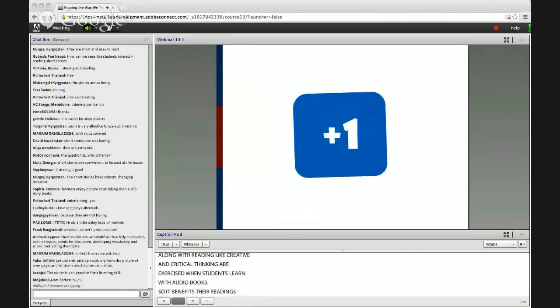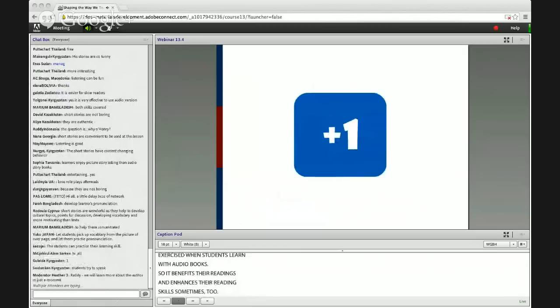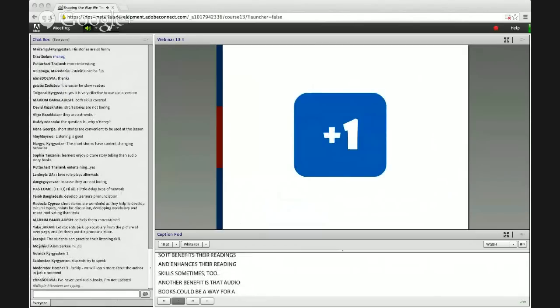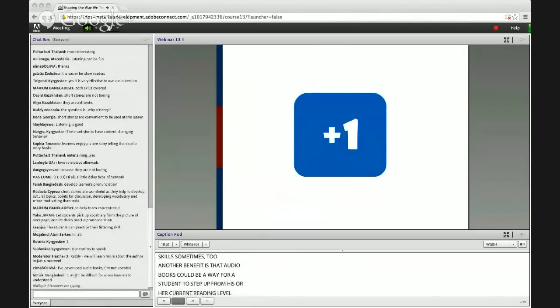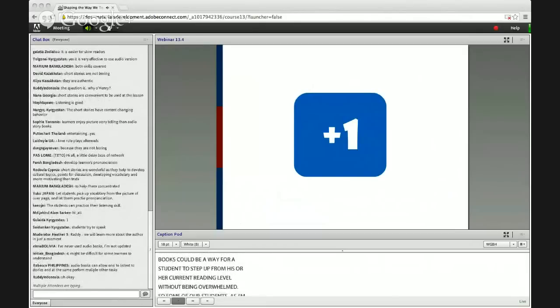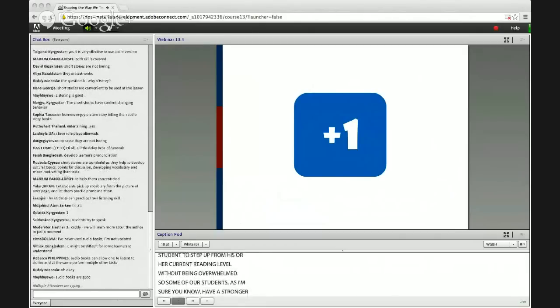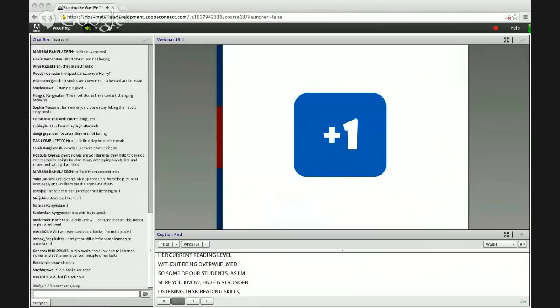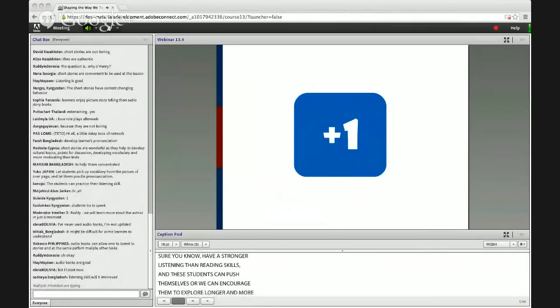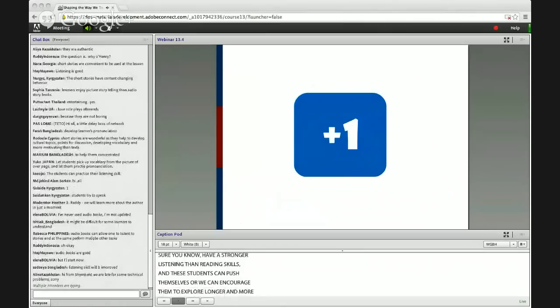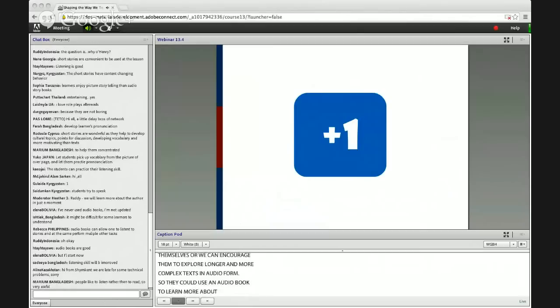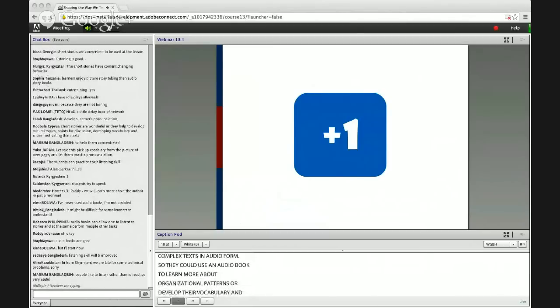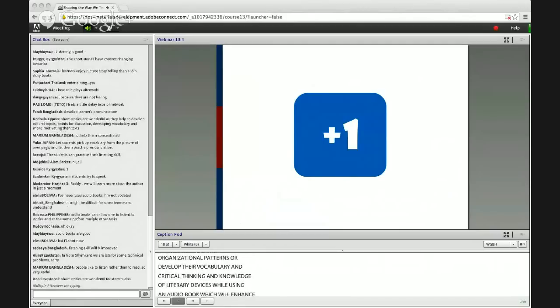Another benefit is that audiobooks could be a way for a student to step up from his or her current reading level without being overwhelmed. So some of our students, as I'm sure you know, have stronger listening than reading skills. And these students can push themselves, or we can encourage them, to explore longer and more complex text in audio form. So they could use an audiobook to learn more about organizational patterns, or to develop their vocabulary, their critical thinking, and their knowledge of literary devices, which will enhance their reading skills as well. So I think audiobooks are really, really great.